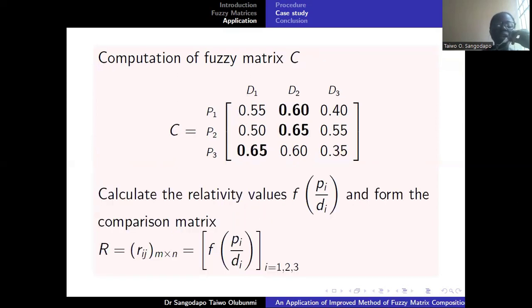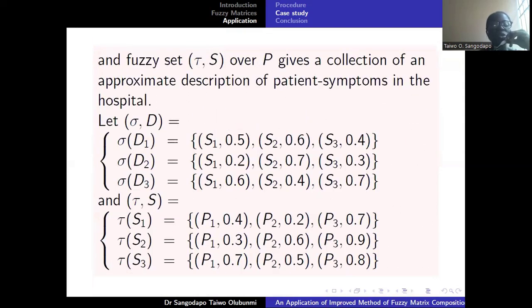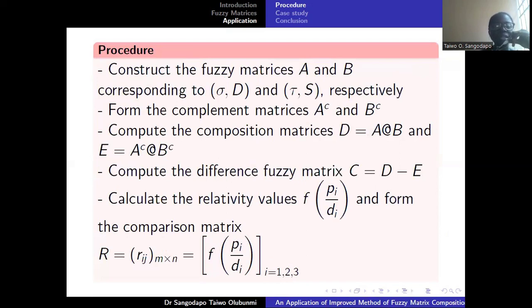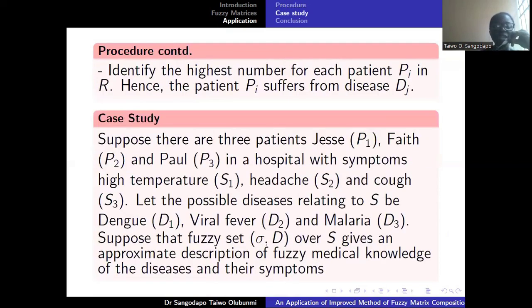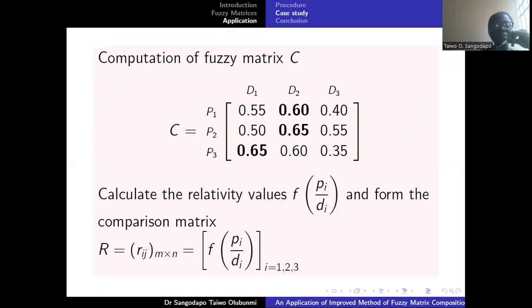Also, the next thing is to compute fuzzy matrix C. Fuzzy matrix C, how do we do that? We are told that we have to compute the difference. The difference between D and E will give us fuzzy matrix C, which we have as 0.55, 0.60, 0.40, 0.50, 0.65, 0.55, 0.65, 0.60, 0.35. We have this.